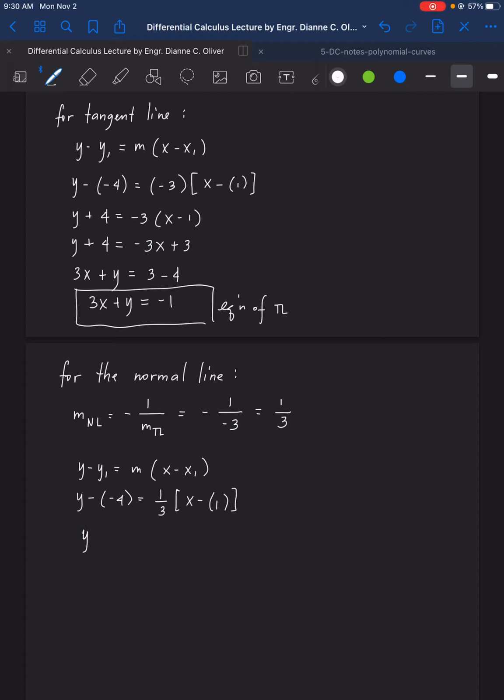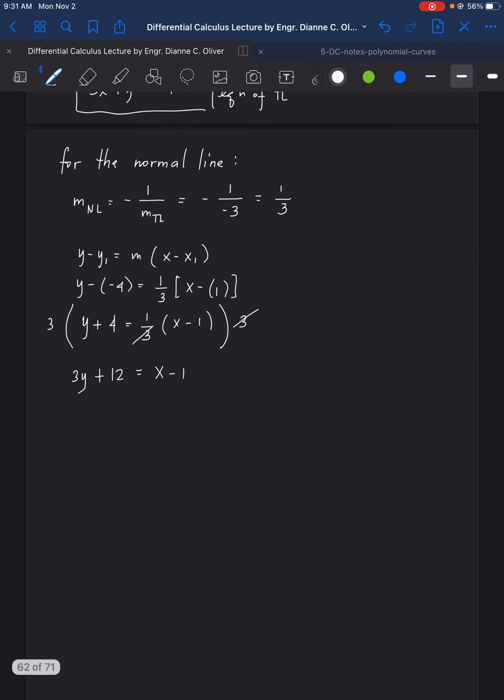Okay. This is y plus 4 equals 1/3 x minus 1. Then multiplying both sides of the equation by 3. So on the right side, we will be cancelling out the 3. Then on the left side, distribute the 3. So we have there 3y plus 12 equals x minus 1.